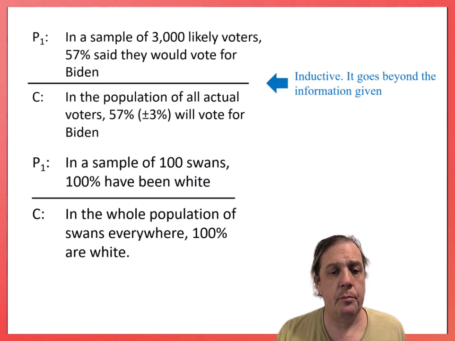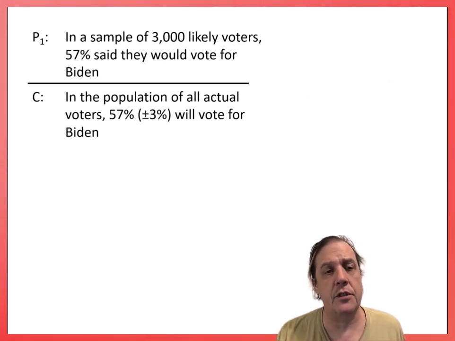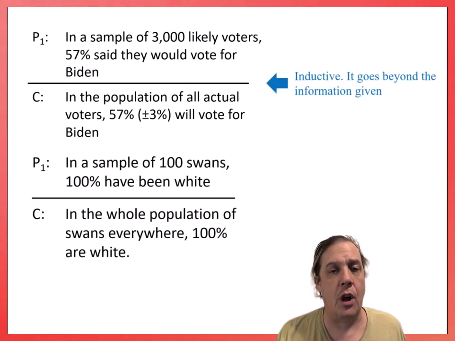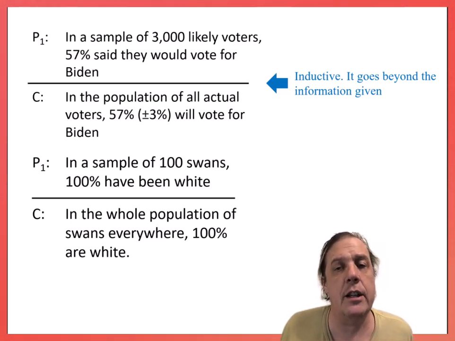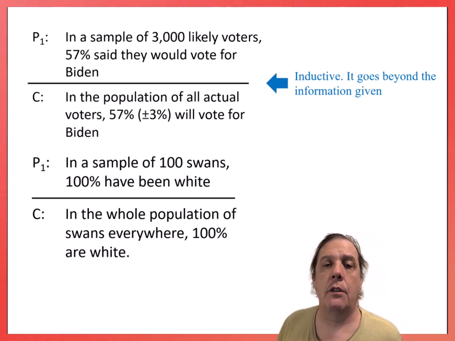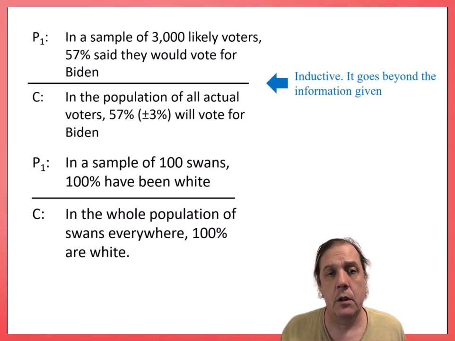So here are our two previous examples of inductive generalization. In a sample of 3,000 likely voters, 57% said that we have got the Biden example and we've got the Swans example. The thing to note here is that in both cases, the argument is inductive. That's why we call it an inductive generalization. It goes beyond the information given.